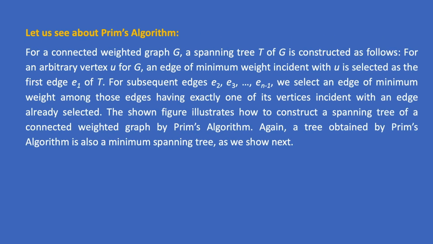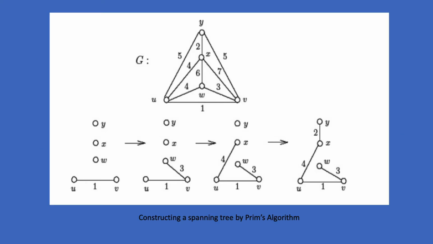Let us now see about Prim's algorithm. For a connected weighted graph G, a spanning tree T of G is constructed as follows. For an arbitrary vertex u of G, an edge of minimum weight incident with u is selected as the first edge e1 of T. For subsequent edges e2, e3 and so on up to e(n-1), we select an edge of minimum weight among those edges having exactly one of its vertices incident with an edge already selected. The figure shown on the screen illustrates how to construct a spanning tree of a connected weighted graph by Prim's algorithm.